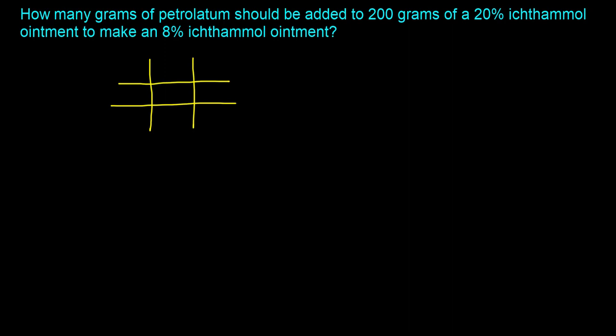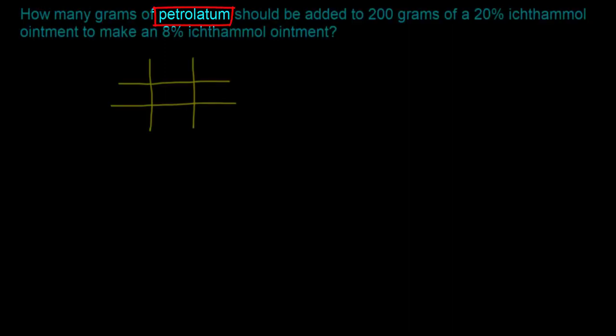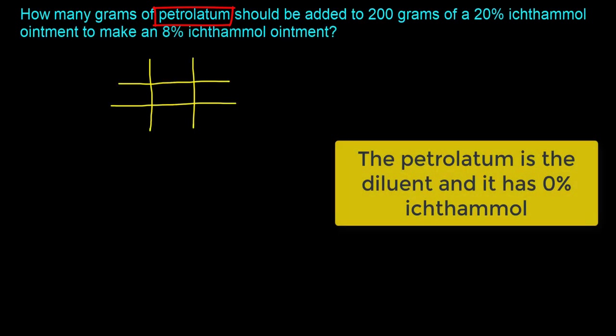And although the question doesn't say diluent, it tells us that we are mixing the 200 grams of the 20% H-mol ointment with petrolatum. The implication here is that the petrolatum is the diluent and it has 0% H-mol in it. Okay, so that's your clue right there. The word petrolatum implies a diluent which has 0% H-mol in it.